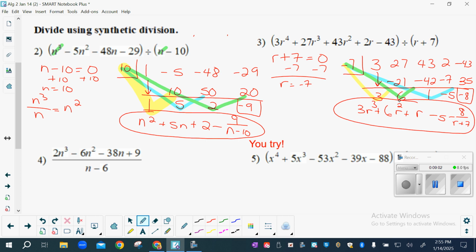So either way you look at it, I don't care which way you do it. Variables. So you can either take 3r to the 4th divided by r, or you can go the other direction, 5r, r squared, and r cubed.